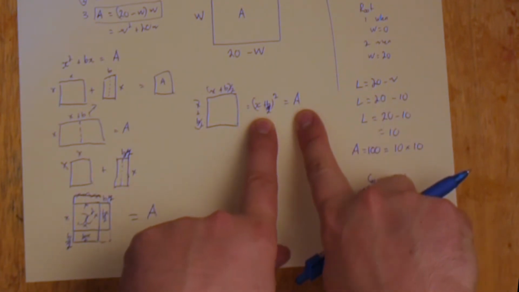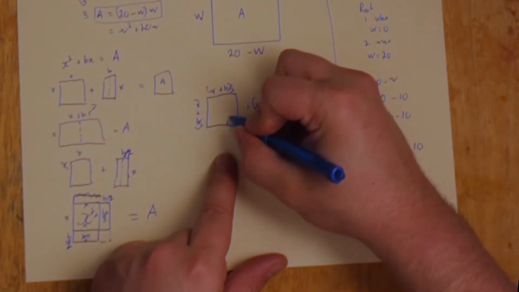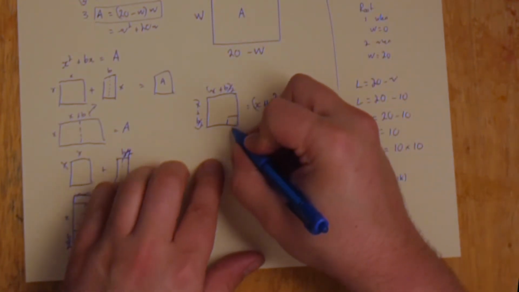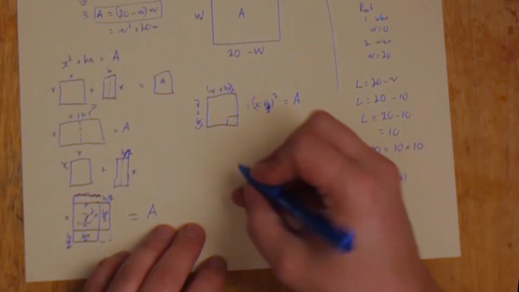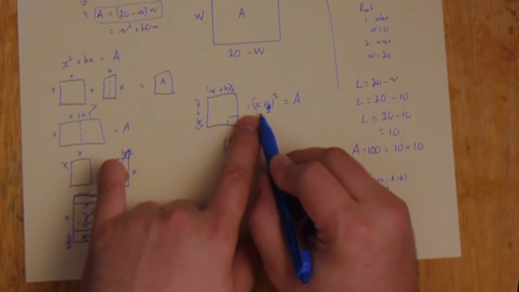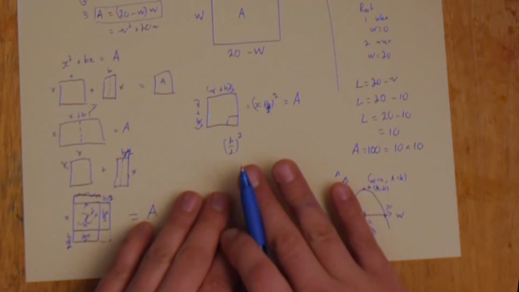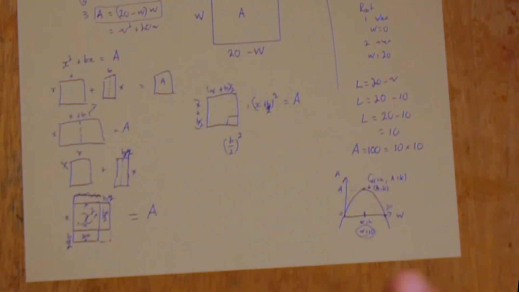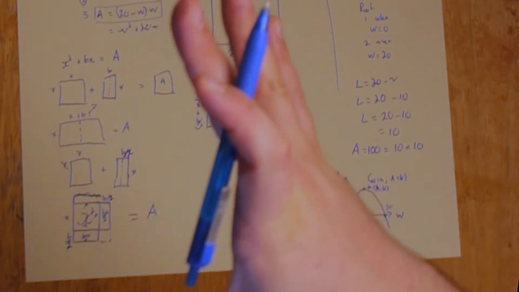This is equal to that. But it isn't, because there's actually this space missing here. And this space is the area of b divided by 2 squared, right? That's the missing area. So if I would like to say x plus b squared, I have to add this b over 2 squared area to that value.